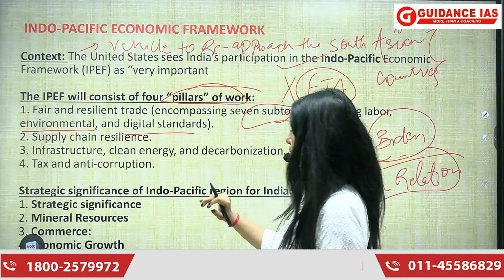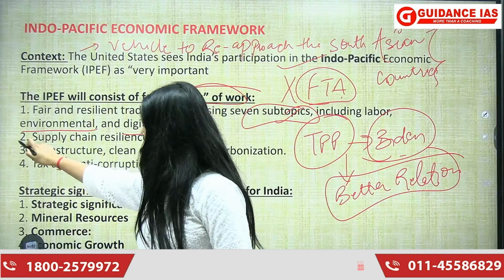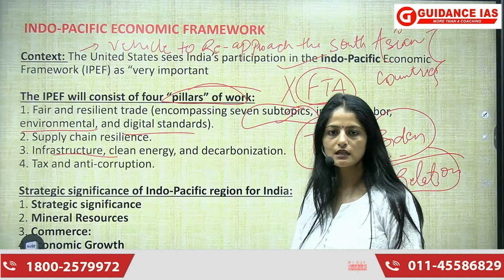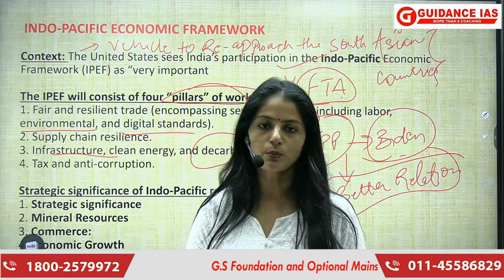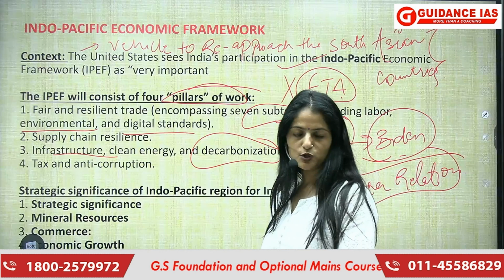But before that, the second pillar, supply chain resilience. The third is infrastructure ko bhi better karne ki koshish kari jayegi, clean energy pe bhi focus kiya jayega, and decarbonization, of course, because environment is something very important no matter what particular topic or what particular area we're dealing into. Okay, next is tax or anti-corruption jaisi cheezon pe bhi things would be done.